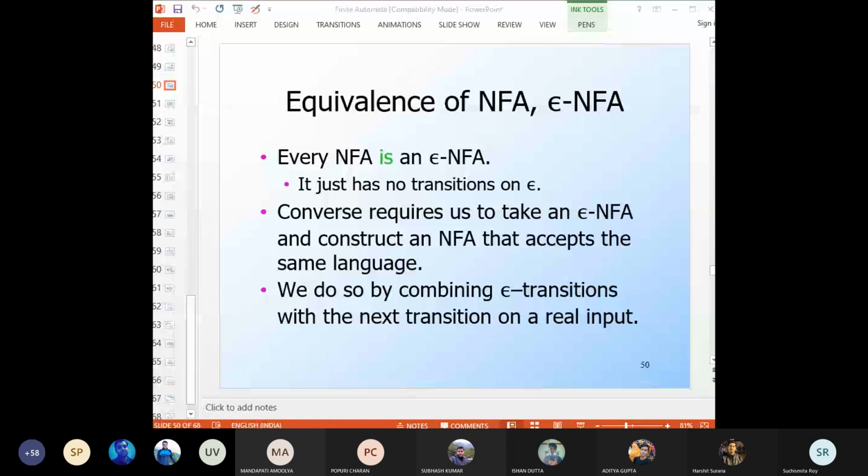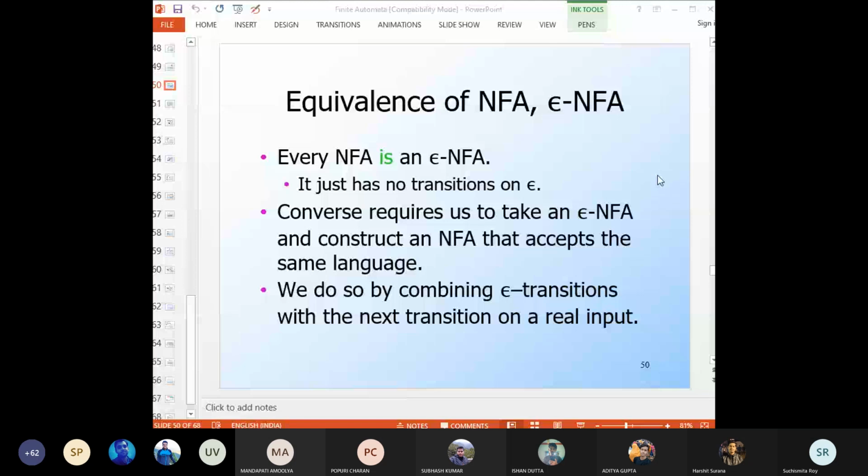Please mute yourselves. Can you hear me now? Students, can you hear me? Yes, ma'am. Okay. If you lose audio, if you cannot hear me, please try to inform me immediately, because I find that the audio is switched off automatically, I do not know how.